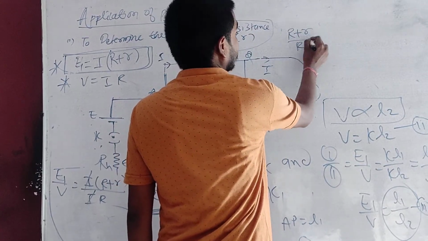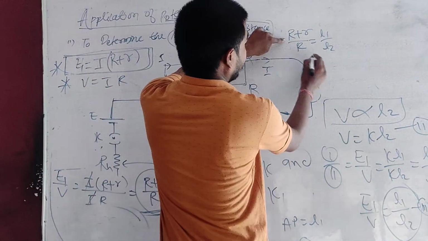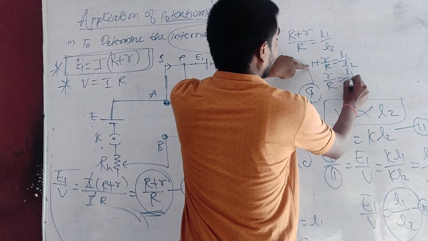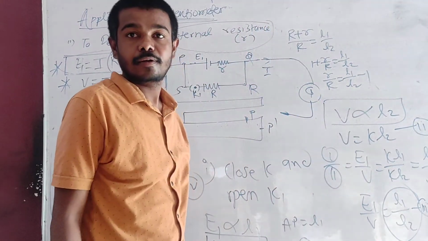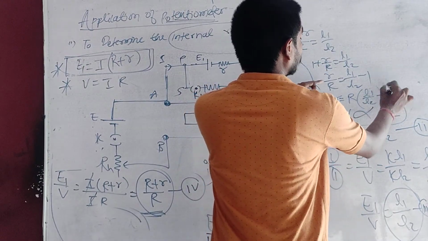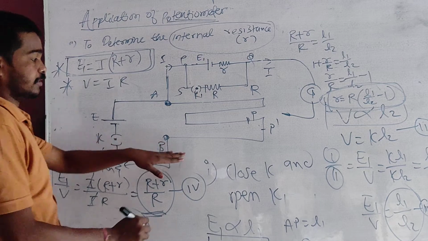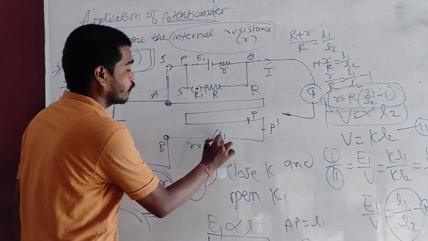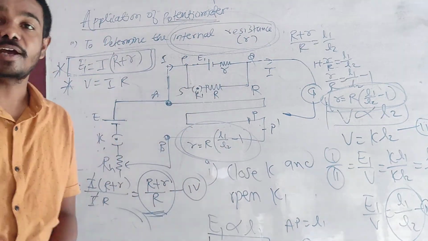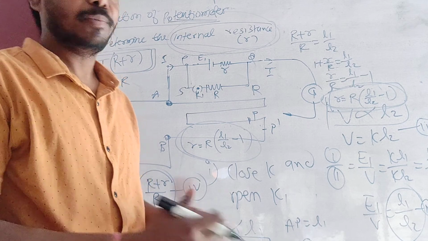Capital R plus small r upon R is equal to L1 by L2. Now separating the denominator, 1 plus r by R is equal to L1 by L2. r by R is equal to L1 by L2 minus 1. From this, small r is equal to capital R into (L1 by L2 minus 1). This is the expression to determine the internal resistance of a cell. What is the internal resistance of a cell? Small r equal to capital R into (L1 by L2 minus 1). This is the expression to determine the internal resistance of a cell, and this is the final application of the potentiometer.